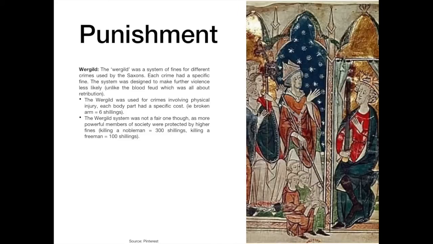Wergild. The wergild was a system of fines for different crimes used by the Saxons. Each crime had a specific fine. The system was designed to make further violence less likely, unlike the blood feud, which was all about retribution. The wergild was used for crimes involving physical injury. Each body part had a specific cost. The wergild system was not a fair one though, as more powerful members of society were protected by higher fines.